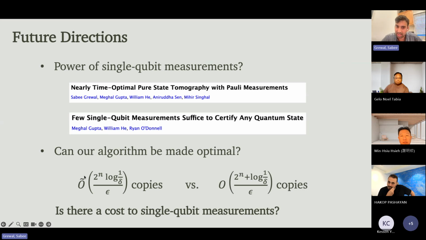Maybe it is the case that you have to pay a logarithmic overhead if you're going to use these single qubit measurements, or maybe we're in this world where actually you get everything you want. You can actually get this optimal scaling. And an answer to the second question is very specific, but it actually informs us about the first question, about what kind of power we should be expecting from single qubit measurements.